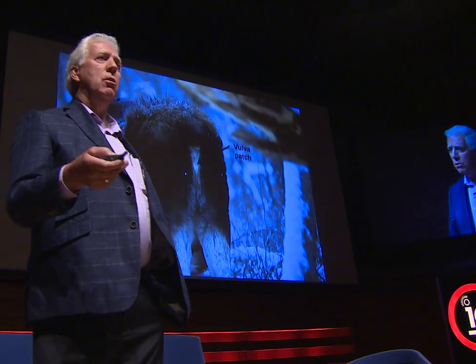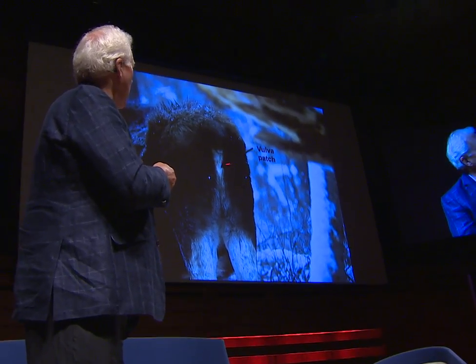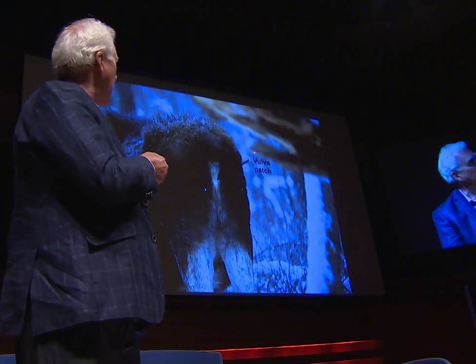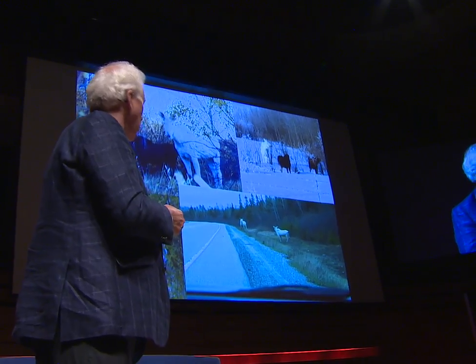When we're flying surveys in the wintertime, they've got no antlers and you can't see the face. How do you tell if it's a bull or a cow? Well, you have to look at the south end when it's heading north. This is what we call the vulva patch right here. All the cows have that white vulva patch.